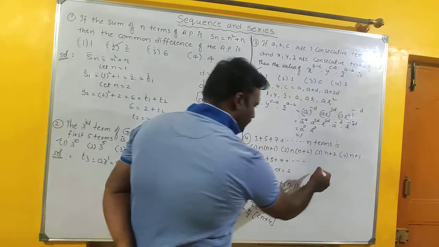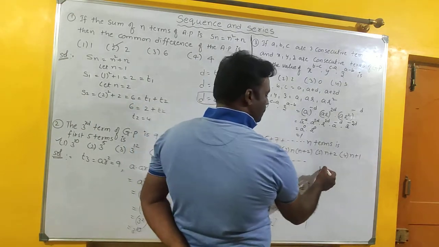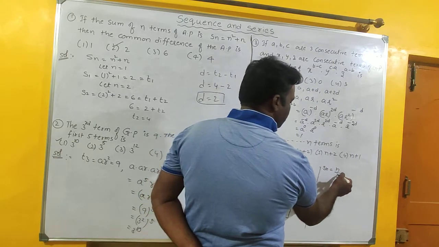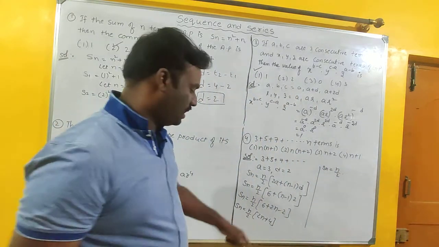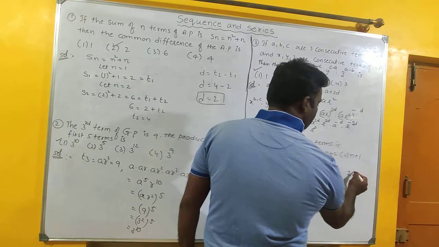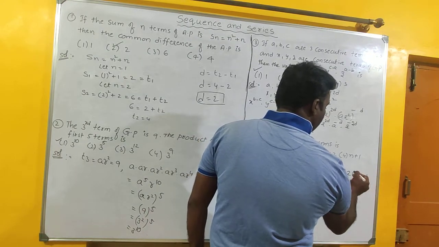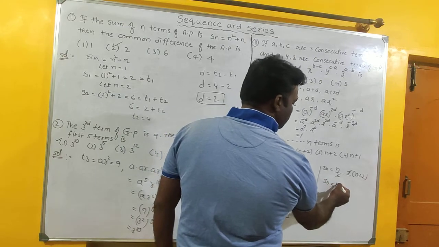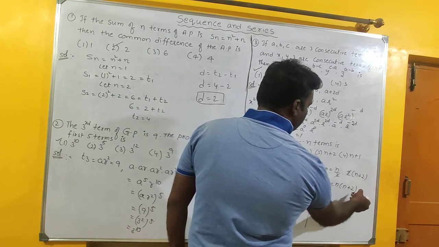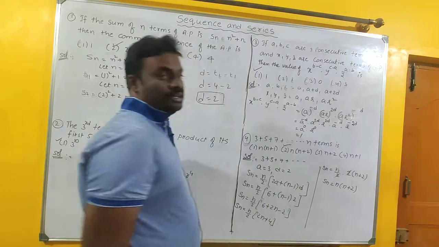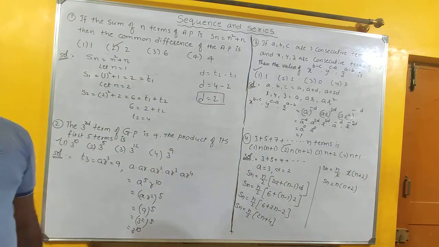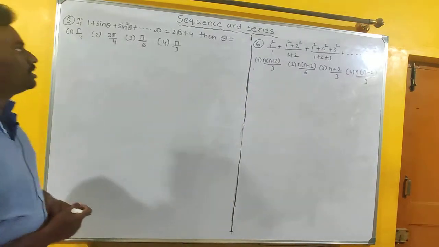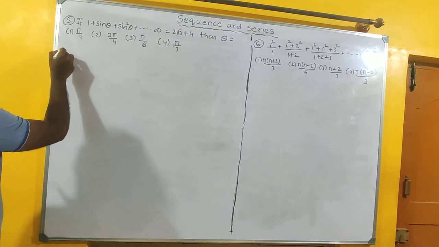Now simplify. What will you get? Sn is equal to n by 2 into, here if we take 2 common, (n plus 2). Now 2 and 2 get cancelled. Then Sn is equal to n into (n plus 2). That is nothing but the second option, which is the correct answer. Okay, next we will discuss the fifth question.